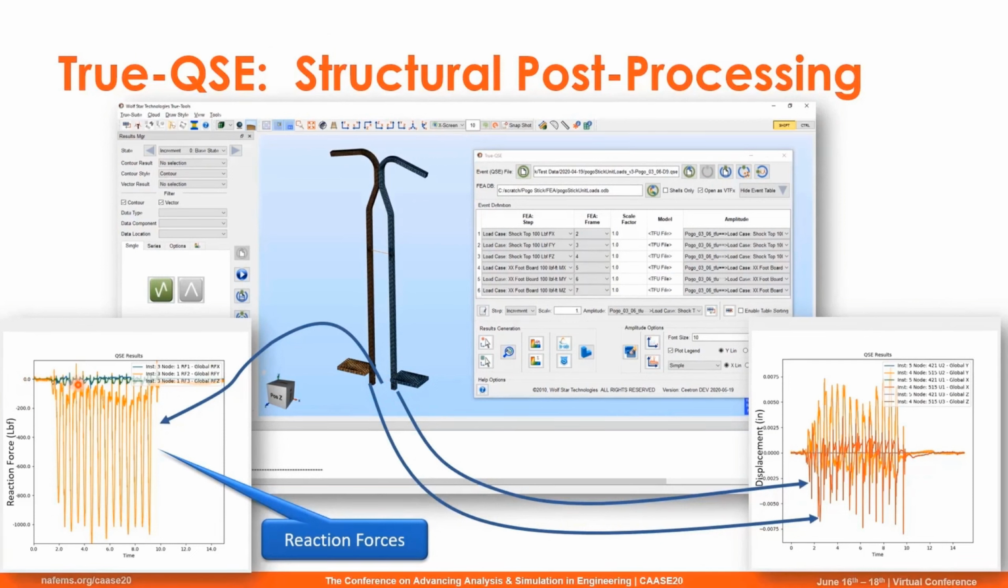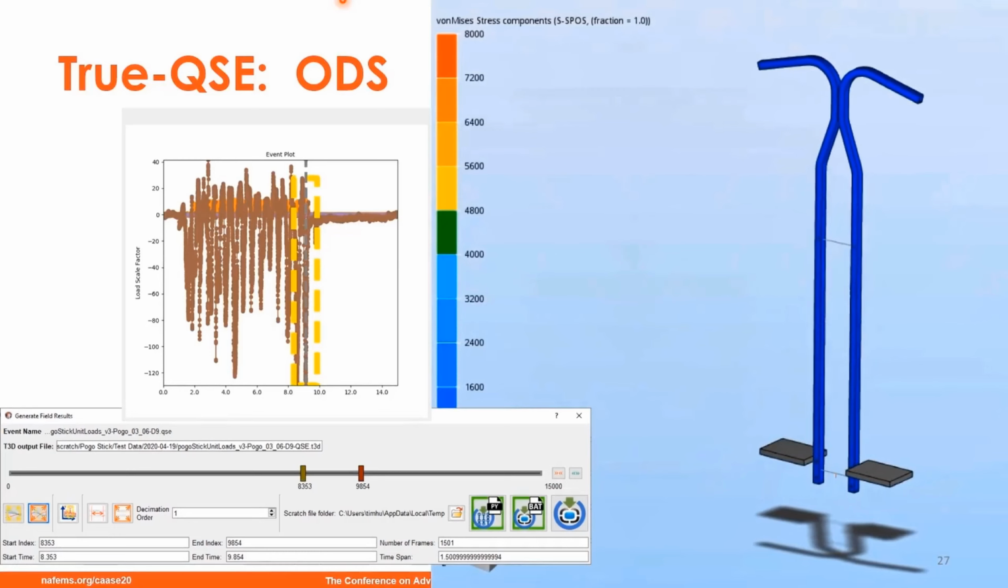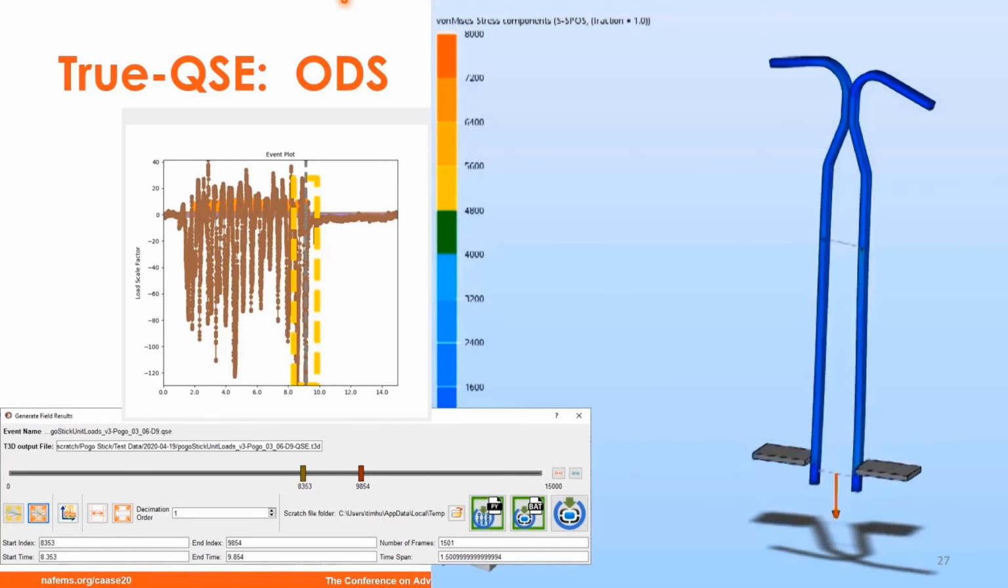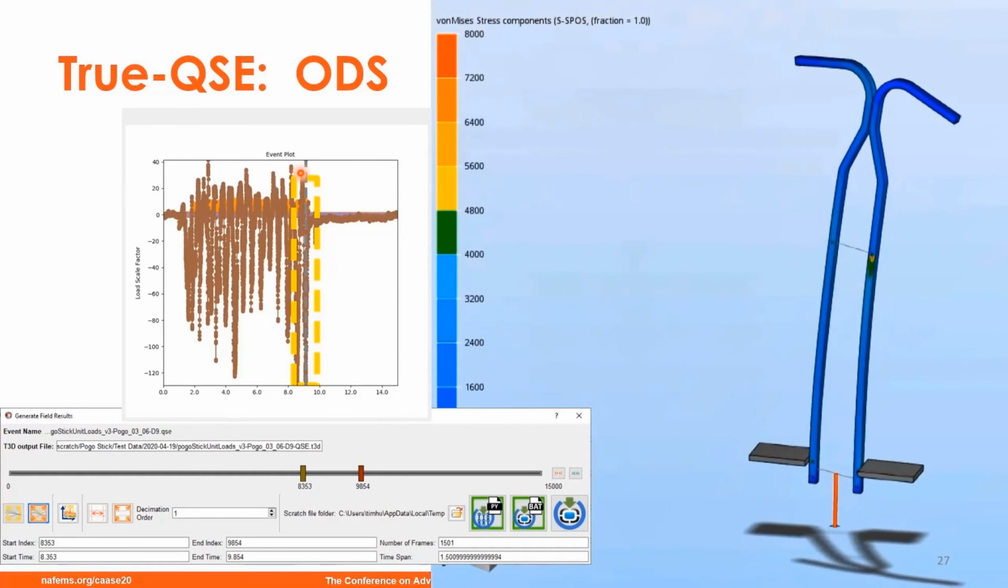So these reaction loads are actually what are going to be driven into the TrueLoad Endurica software, because that's where the pogo stick is transmitting the forces. And then this is an operating deflection shape. So then in TrueQSE, we can go through and basically grab a subset of the time domain here and generate an operating deflection shape.